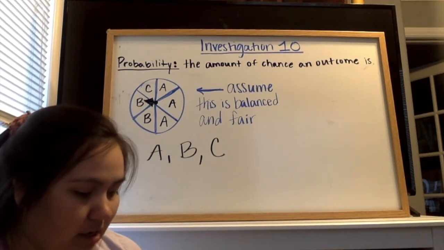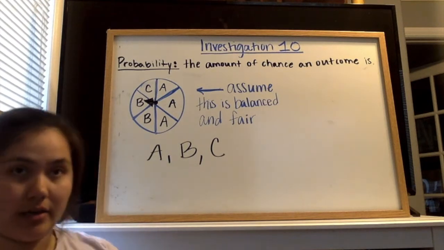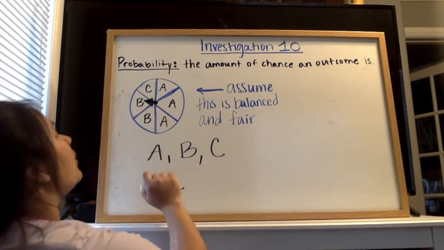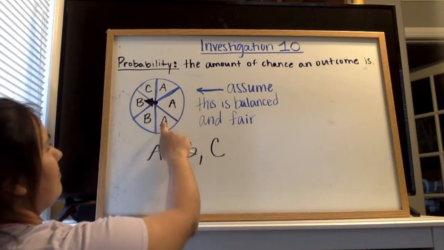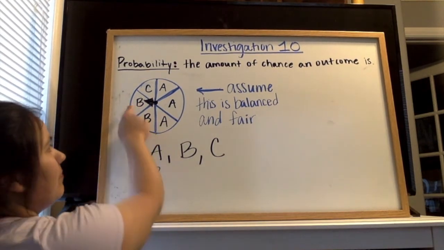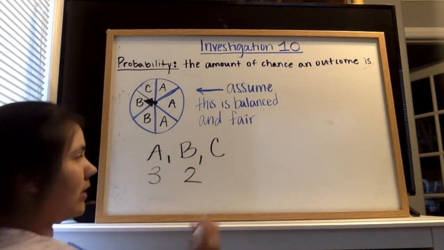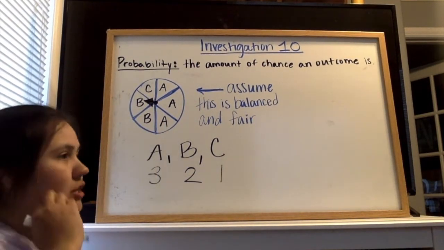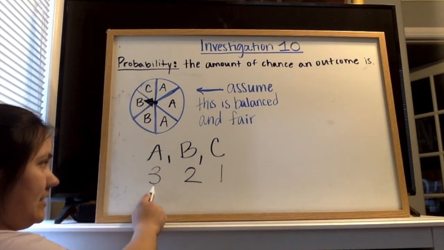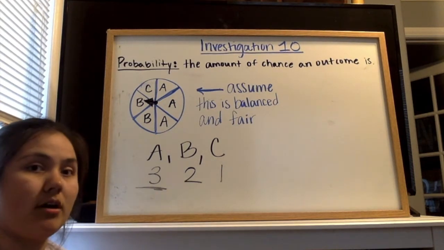Number 2, on which letter is the arrow most likely to stop and why? So, if you look at this spinner here, we see that the letter A appears 3 times on the spinner. Letter B appears 2 times, and the letter C appears only once. So, which one's more likely? This one, because there are more of them on the board.